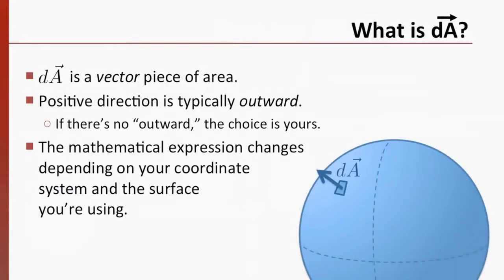When we take the integral, we use dA, a tiny piece of the area. dA is a vector piece of the area, so it has a direction to it as well. dA always points perpendicular to the surface. With closed surfaces, we usually choose dA to point outward from the surface.